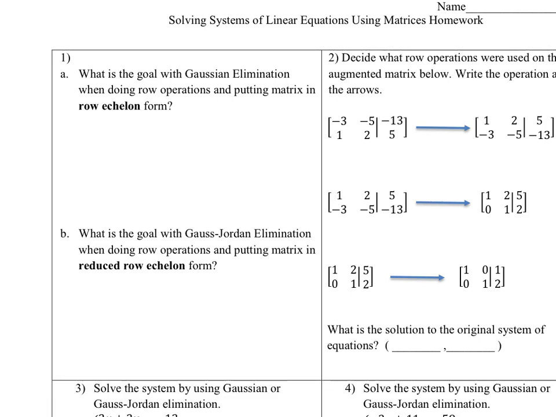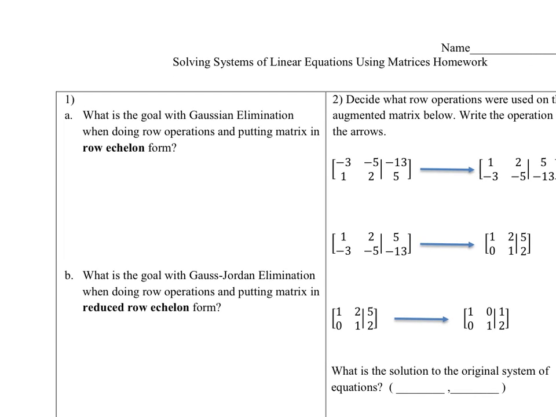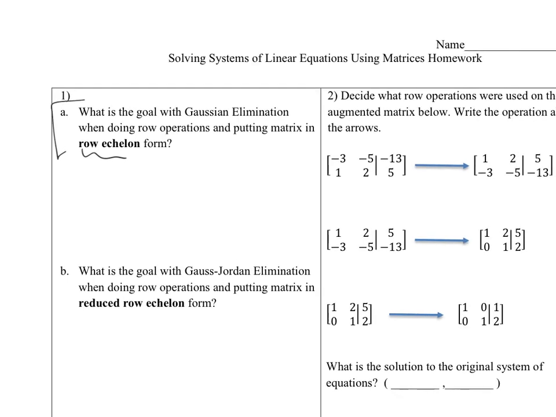Okay, we're going to look at solving the system of equations using matrices, homework. And so the first question is asking, what is the goal when you are doing the row operations and putting the matrix into row echelon form? Well, your goal for row echelon form is taking your matrix and getting the diagonal of 1s, so it could be a 2 by 2, 3 by 3, or bigger, and getting zeros down below. And then you would get just numbers up above.